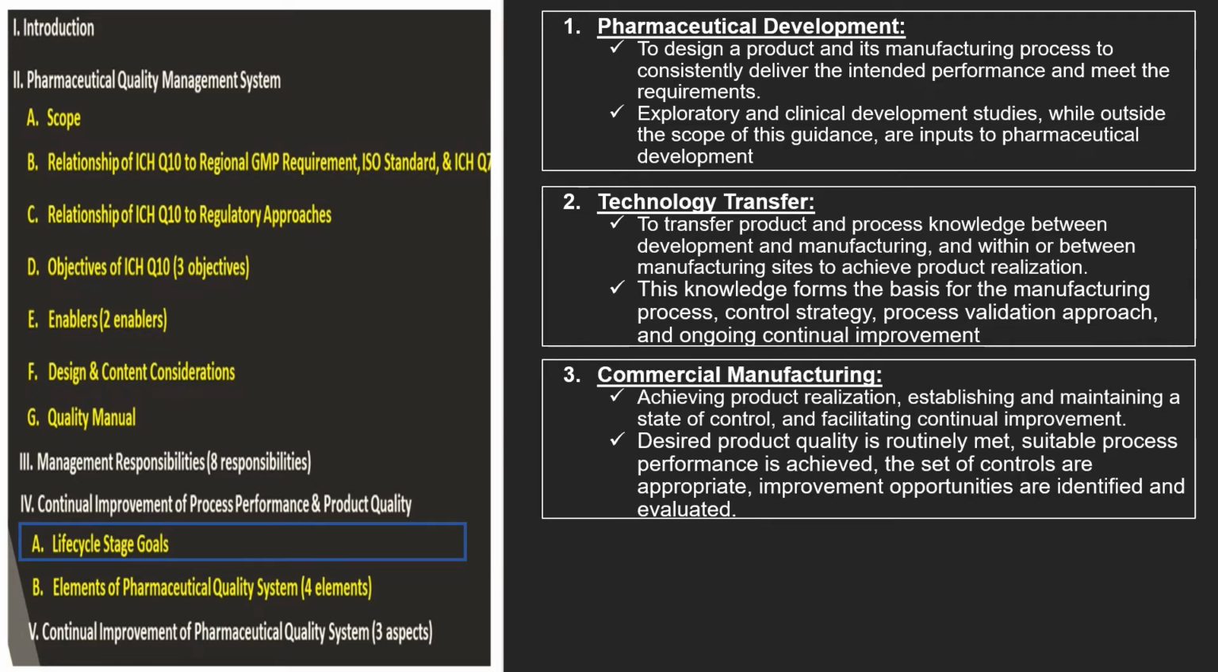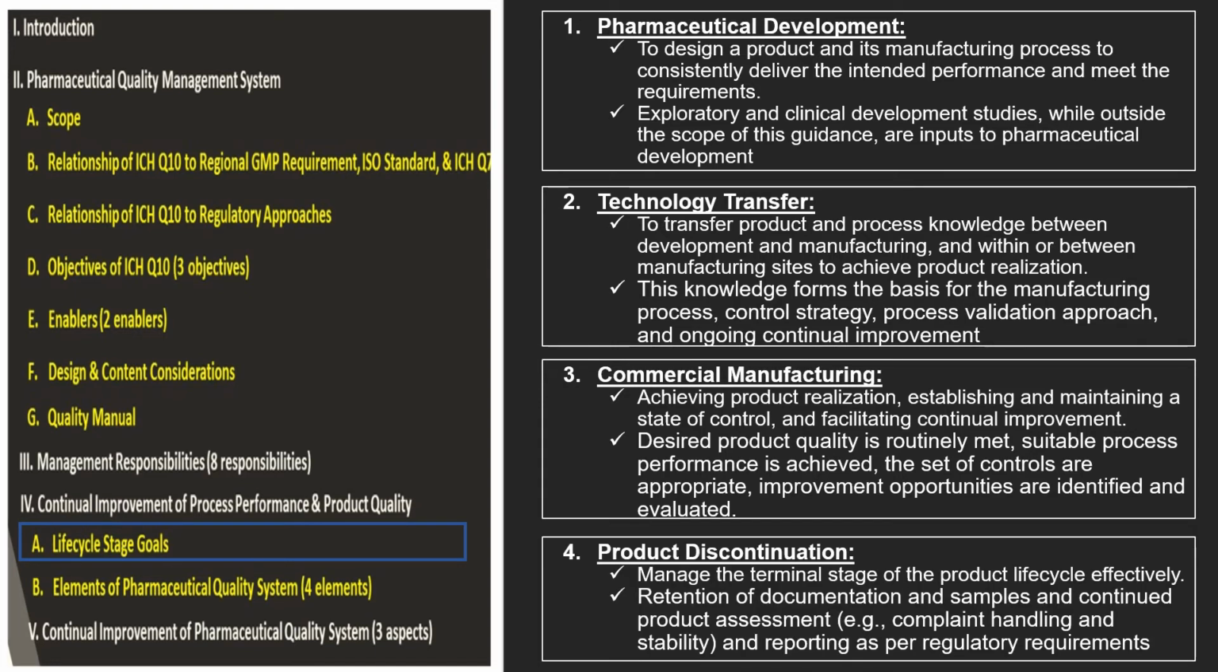During commercial manufacturing, the goal is to achieve product realization, establishing and maintaining a state of control, and facilitating continual improvement. Desired product quality is routinely met, suitable process performance is achieved, the set of controls are appropriate, and improvement opportunities are identified and evaluated. In the last stage, that is the discontinuation, the goal is to manage the terminal stage effectively. Retention of documents and samples and continued assessments like complaint handling and stability and reporting the requirements to the regulatory authority as applicable.